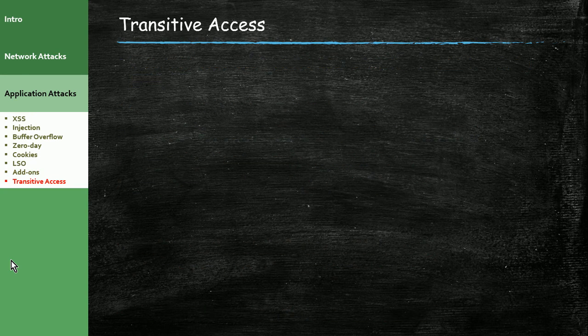All right. So finally, I have one more to add here that I forgot about, which is transitive access, my apologies. Basically the concept here is that if B trusts A and C trusts B, then implicitly C trusts A through B, right?